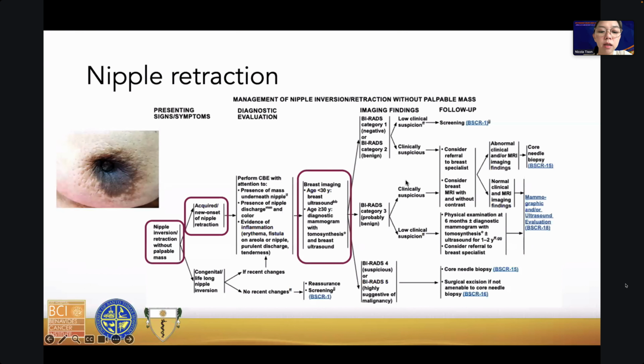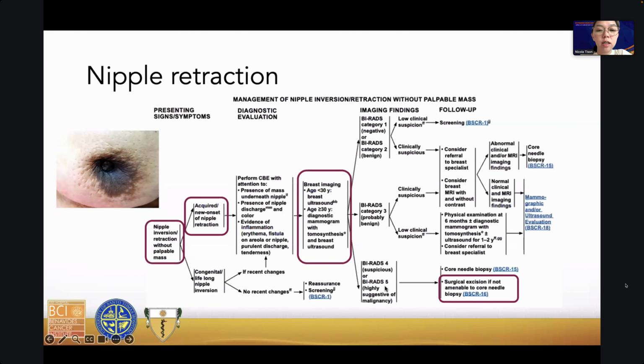So is there any erythema, purulent discharge, any fistula from the skin to the areola, or any tenderness? So for any patient less than 30, if you're thinking of something that is probably infectious, then breast ultrasound would suffice. But for any other patient where you have a suspicion, you have a mass, and for any patient 30 and above, then we do a diagnostic mammo and a breast ultrasound. For those patients who have BIRADS 4 or 5 results, then we do a biopsy.